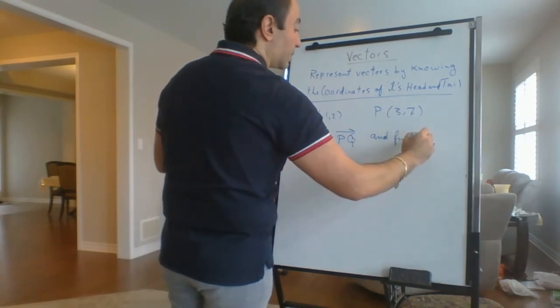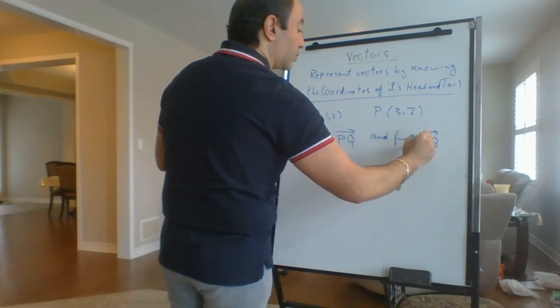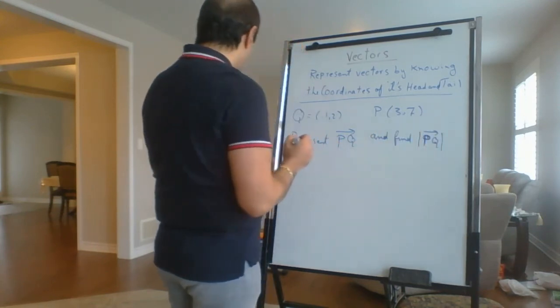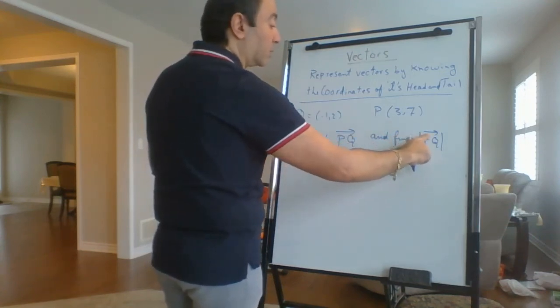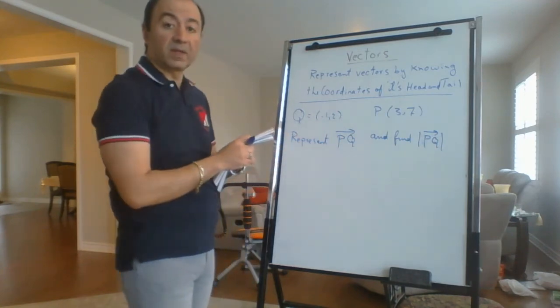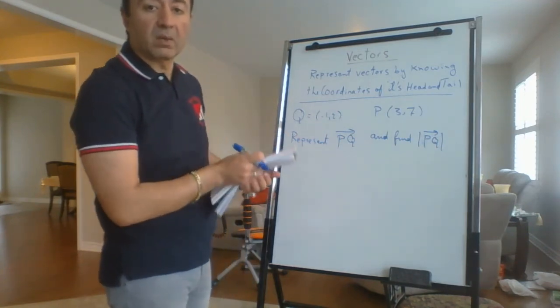And find, when I put this between these two lines, what I'm asking, find the magnitude of PQ. You need to find the magnitude. I want to find the length, the magnitude of this vector. Okay, so how can I do this?